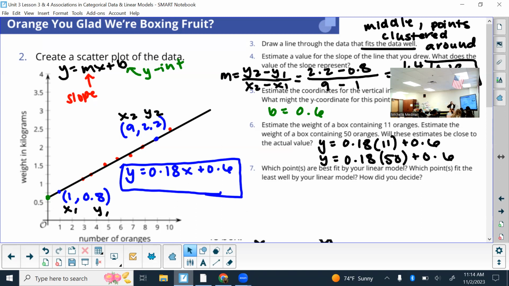Your y-intercept is always your starting amount. Always. In every word problem, every situation, the y-intercept will be what you're starting with. So in this situation, I'm starting with what? There are 0 oranges. How much did the box weigh? 0.6. That's what our y-intercept is. It's the weight of the box when there's no oranges in there. Starting them out.